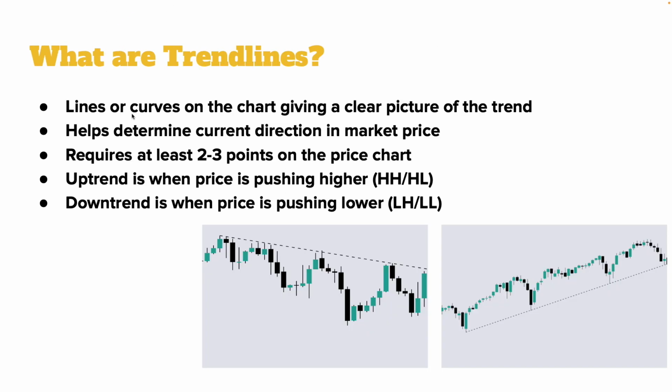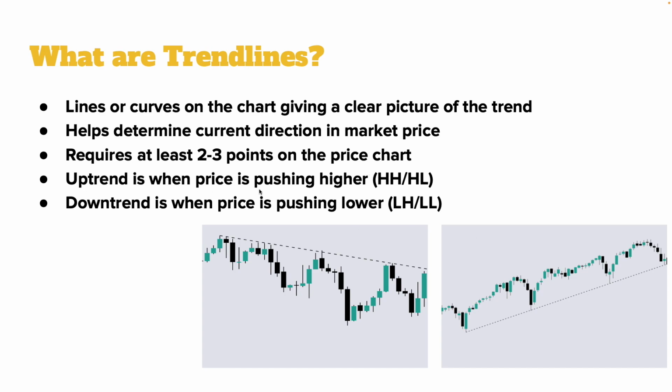So what are trend lines, right? They're lines or curves in the chart giving a clear picture of the trend, right? I've seen a lot of people just use lines mostly because they mark the uptrend or downtrend, and it just guides price and helps determine the current direction in market price. It requires at least 2 to 3 points on the price chart. Now, to determine those 2 to 3 points, it depends on the type of trend it is.